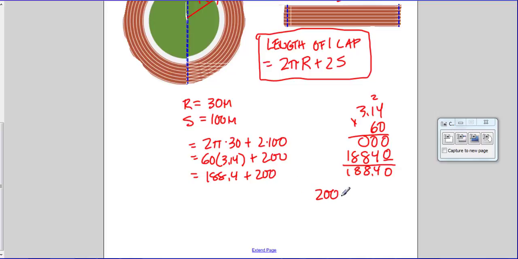So 200, put a decimal point behind the 200, plus 188.4. Add these up, bring the decimal point straight down, and we know the length is 388.4 meters when the radius of the turns is 30 and the straightaways are 100 meters. And we can plug in any values we want for R and S and get the resulting length of the lap. This is why we have formulas, because all we have to do is change the values for R and S, and then we can directly calculate the values. And this concludes the video.